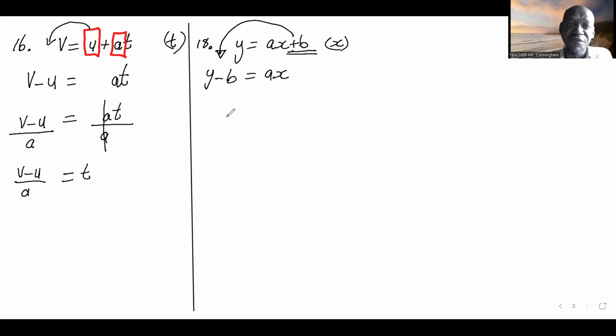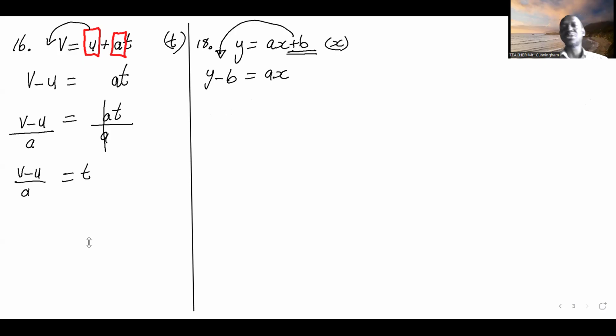So Deandra, continue. Y minus b equals ax. So x is equal to what, Deandra? So I have to divide it by a. Thank you. So you're dividing by a throughout.